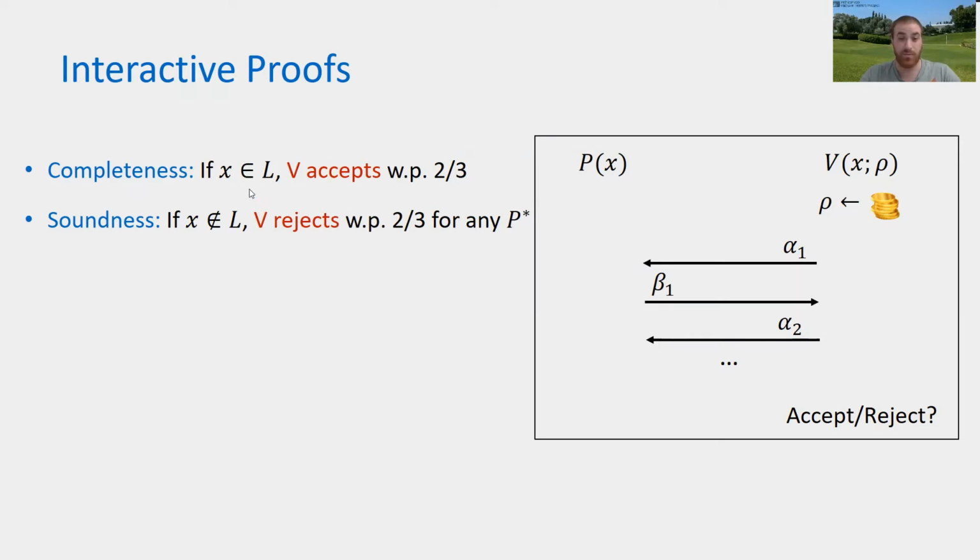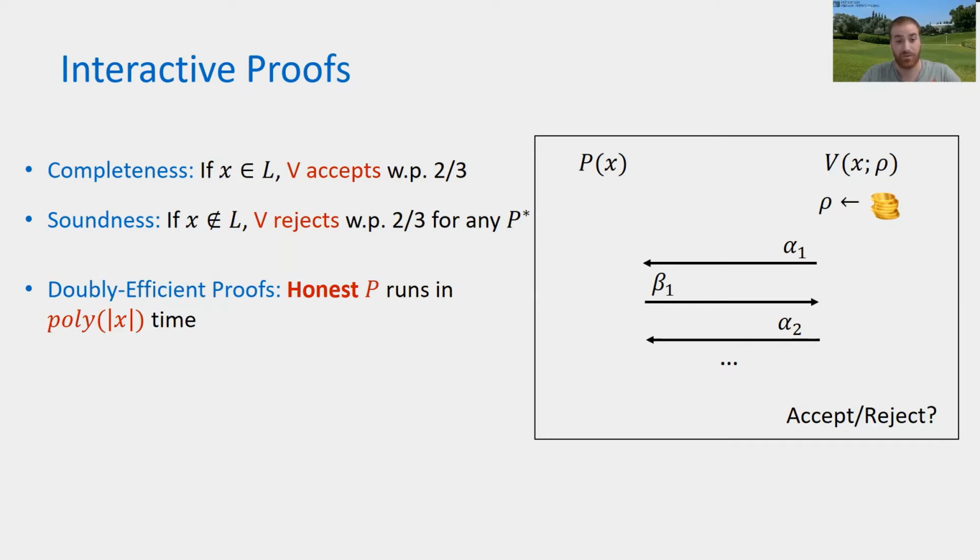We require that if the prover is telling the truth and X is indeed in L, then the verifier accepts with high probability. On the other hand, if the prover is lying and X is not in the language, then the verifier rejects with high probability, no matter what the prover does. And in this talk, we'll also be talking about a variant of interactive proofs known as doubly efficient interactive proof, in which the honest prover is required to run in polynomial time, but soundness still has to hold against unbounded provers.